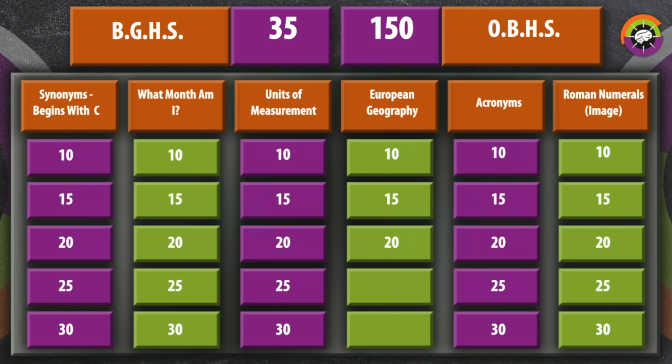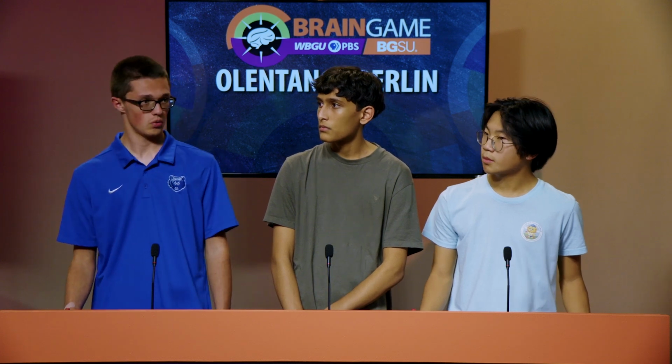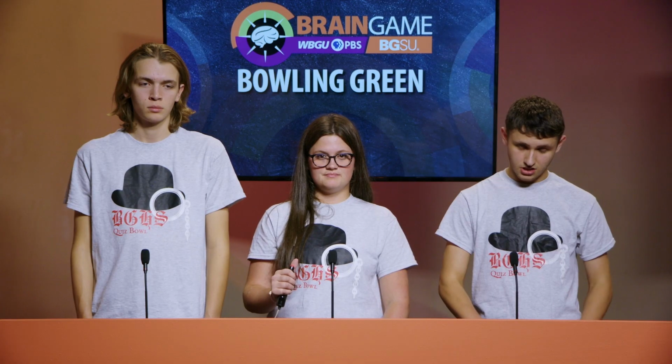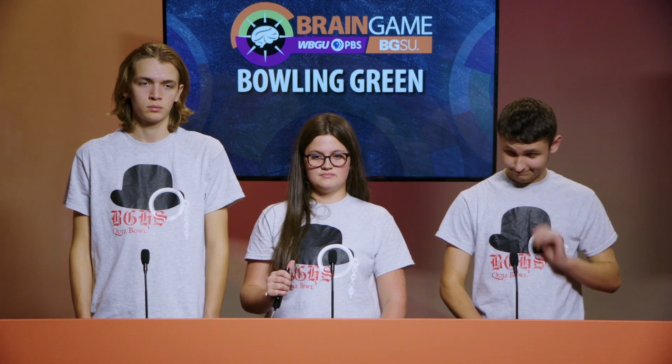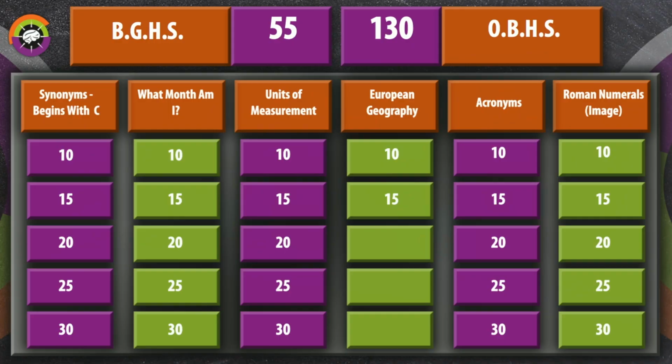European geography for 20. European geography for 20 points. Country where one could visit the city of Belfast. That would be Olentangy Berlin. Martin. The United Kingdom. Incorrect. Bowling Green, chance to steal. That would be Cole. Ireland. Ireland is what we needed for that one. Yes, Bowling Green takes control.